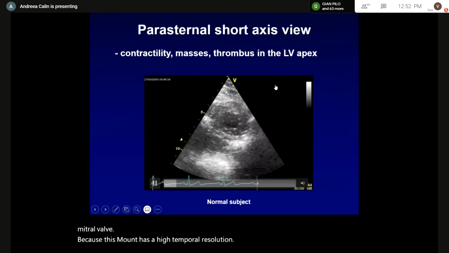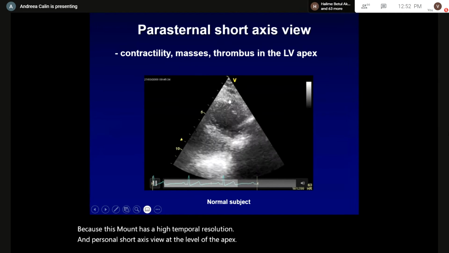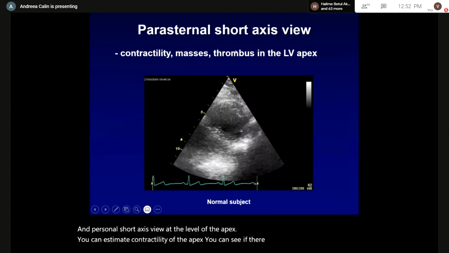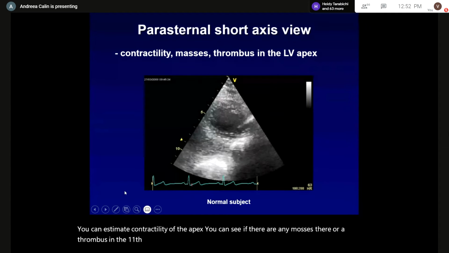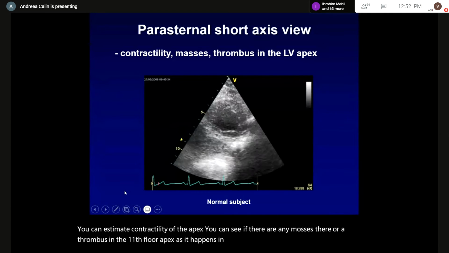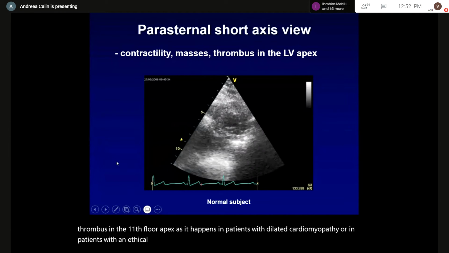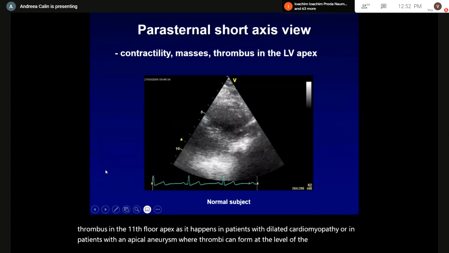And parasternal short axis view at the level of the apex. You can estimate contractility of the apex. You can see if there are any masses there or a thrombus in the left ventricular apex, as it happens in patients with dilated cardiomyopathy or in patients with an apical aneurysm, where thrombi can form at the level of the apical segments.